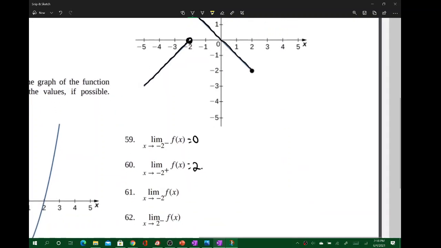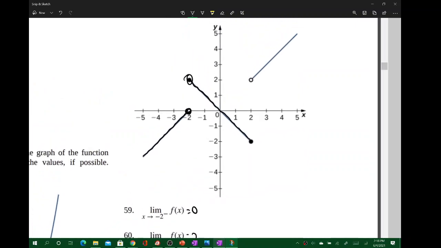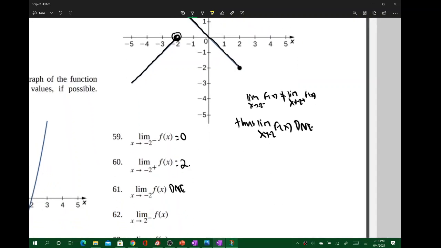And then 61, it says the limit as x approaches -2 of f of x. So again, you see how it's approaching two different numbers? The limit as x approaches -2 from the left of f of x does not equal the limit as x approaches -2 from the right of f of x. So thus, the limit as x approaches -2 of f of x does not exist. This one does not exist.